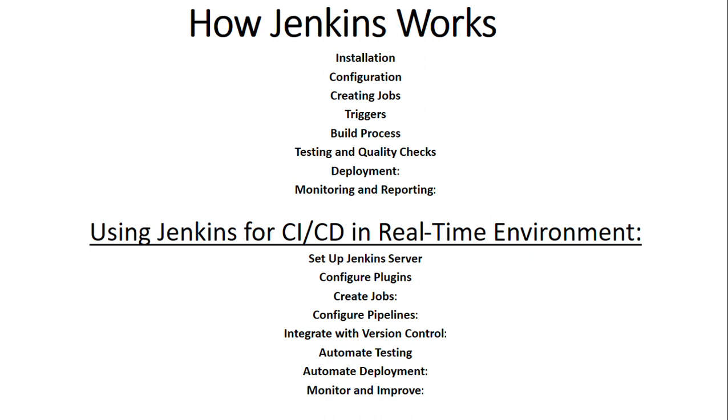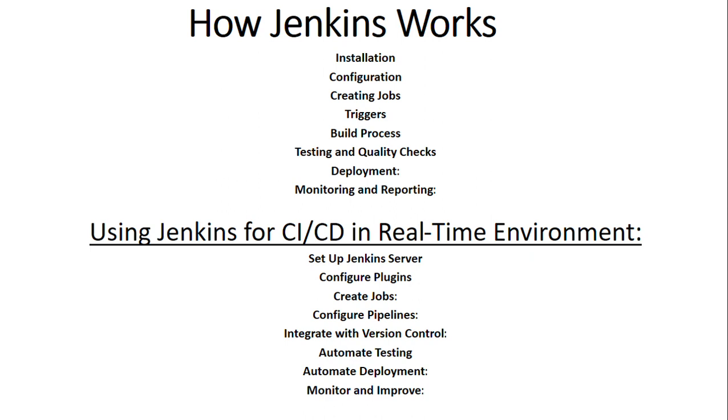Then the third step is creating jobs. In Jenkins, a job represents a task or project such as building a software application, deploying code, or running tests. Users can create a job using the Jenkins web interface or by defining the job configuration using a Jenkinsfile, a text file that defines the steps of a pipeline. Then the next is triggers. A Jenkins job can be triggered automatically based on an event such as code commits to a version control system, for example Git, on a scheduled time interval, or manually by a user.